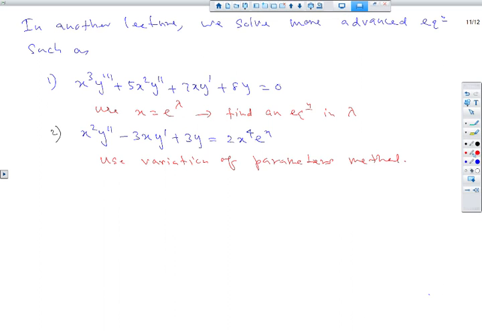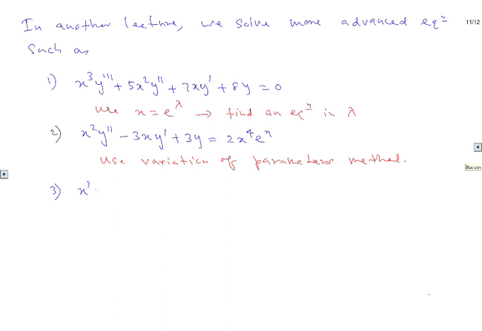Good. And also we can consider a problem like x squared y double prime minus xy prime plus y equals ln x. We can again use the variation of parameters to solve a problem like this. Yeah, so we can see them in a future discussion.